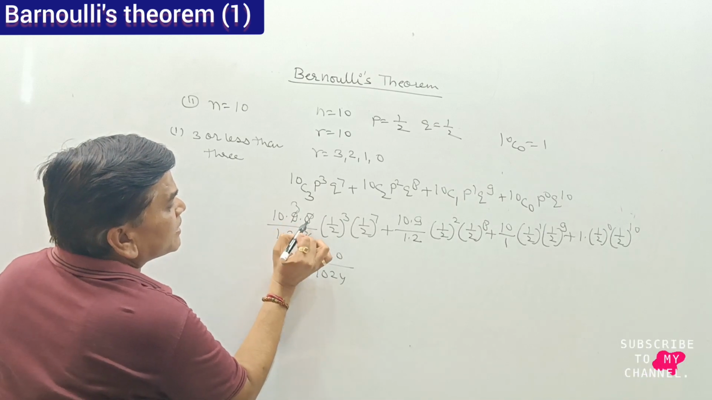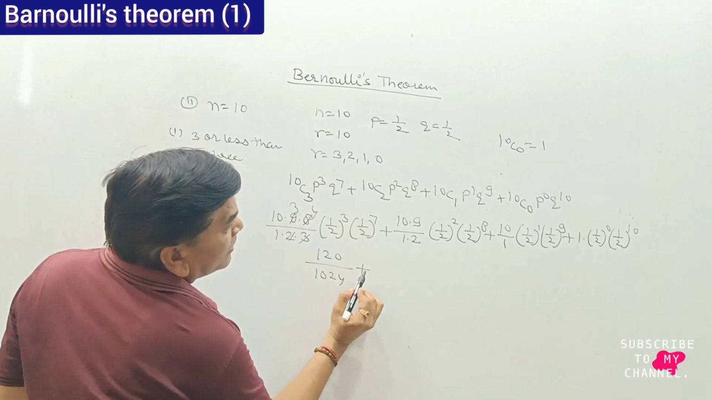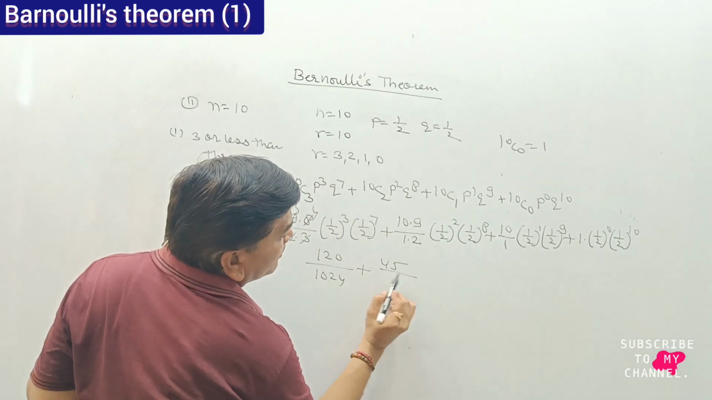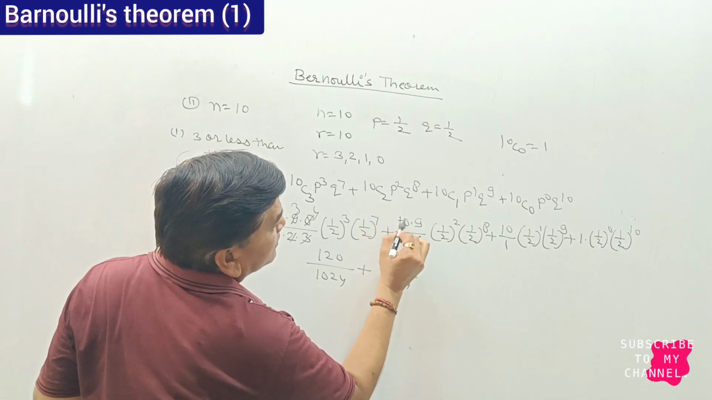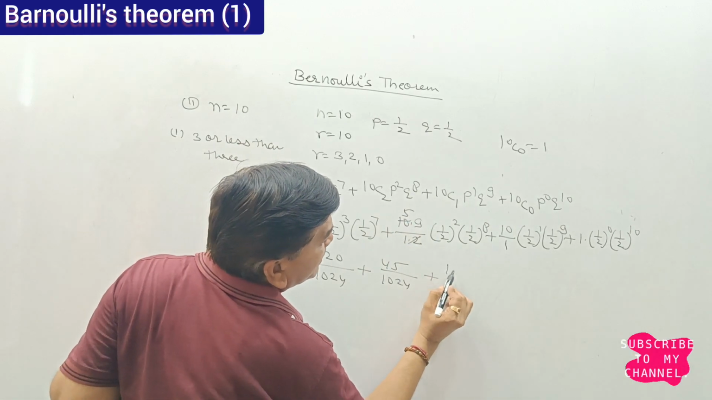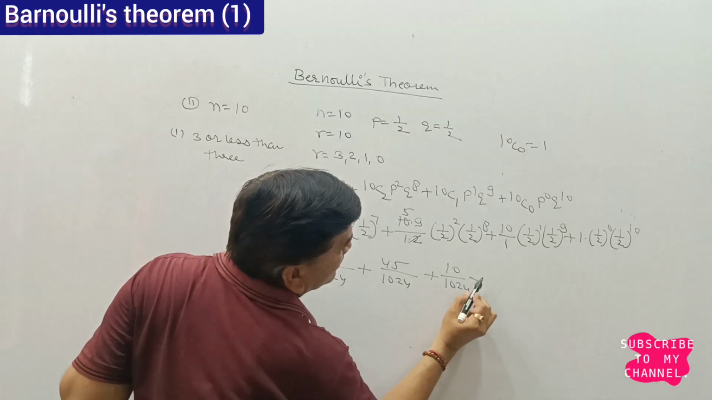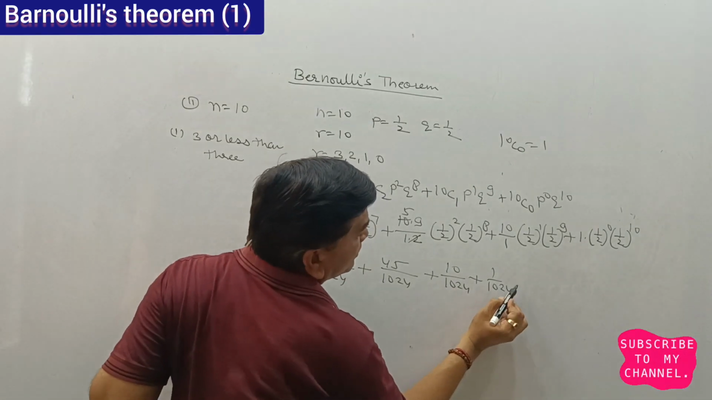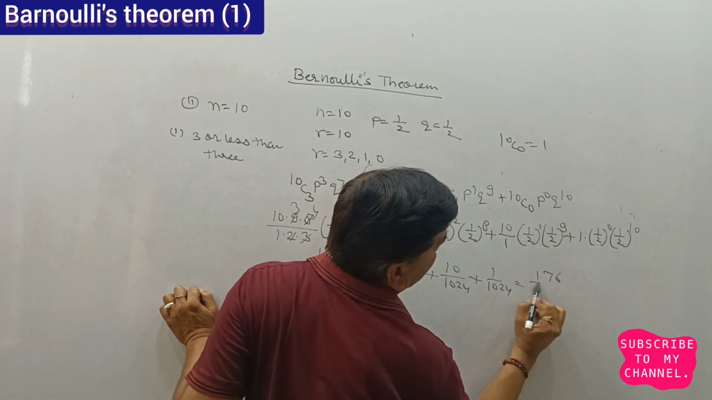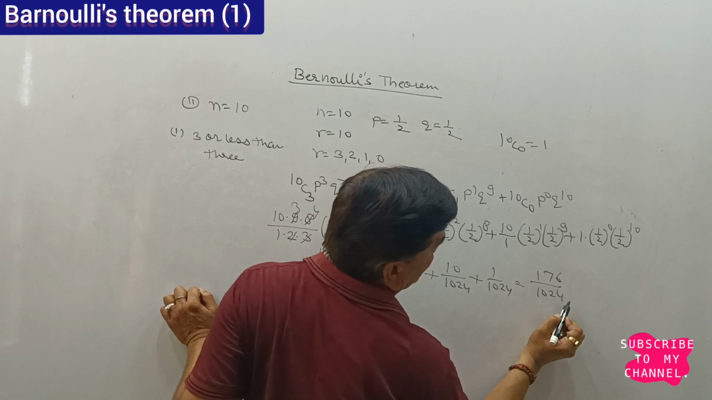So that is 120 divided by 1024. This is 3 times, this is 4 times. Plus 45 upon 1024, this 5 times. Plus 10 upon 1024 plus 1 upon 1024. So again, 176 divided by 1024.